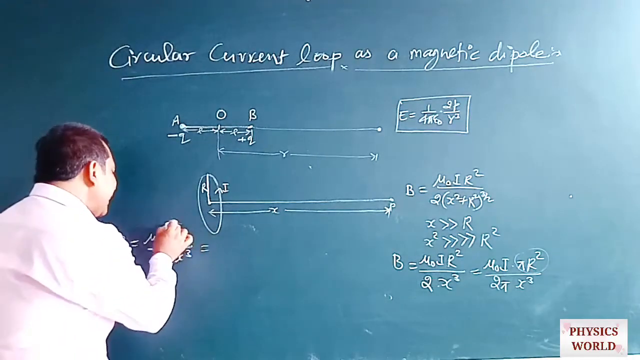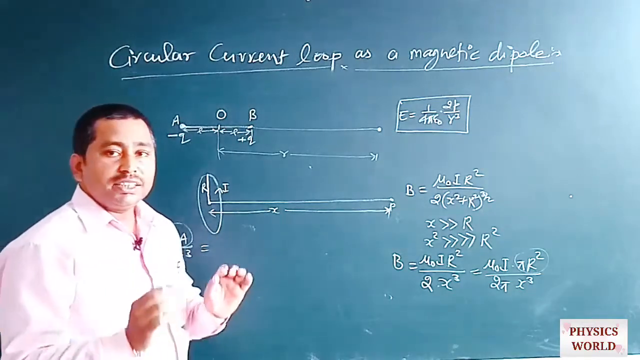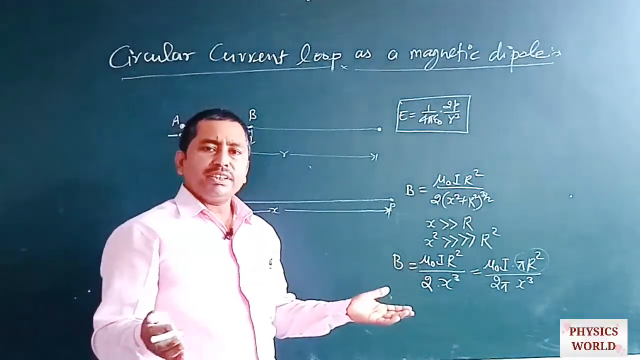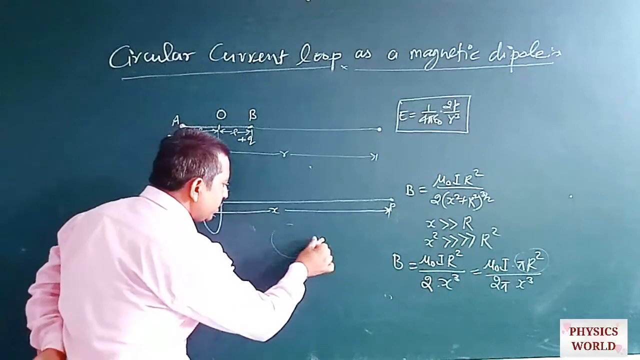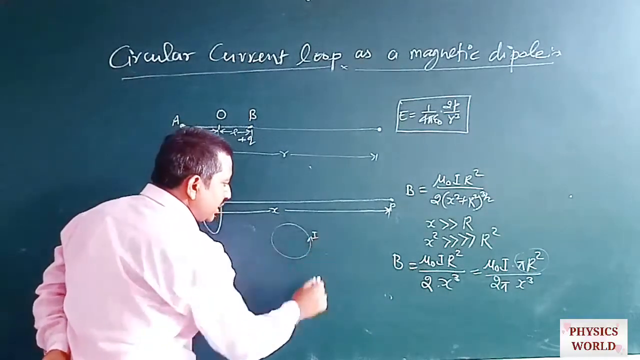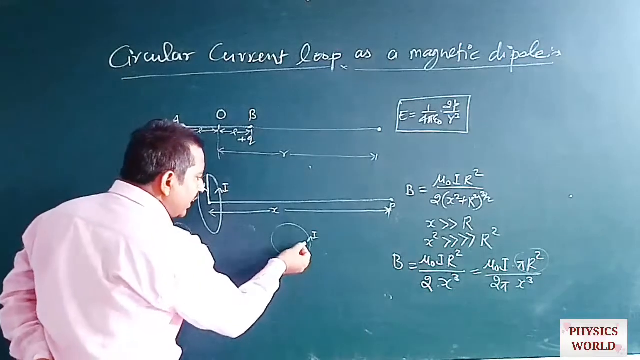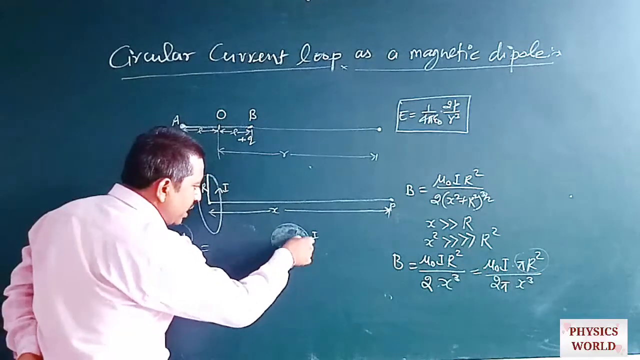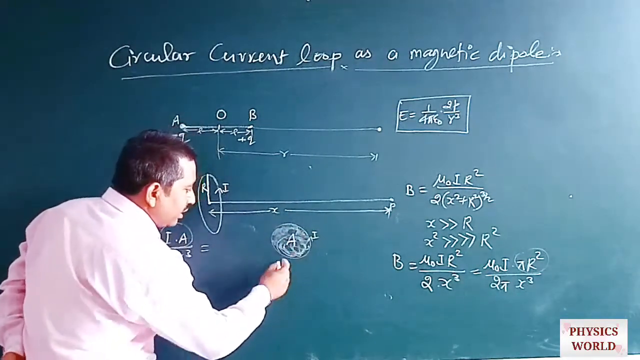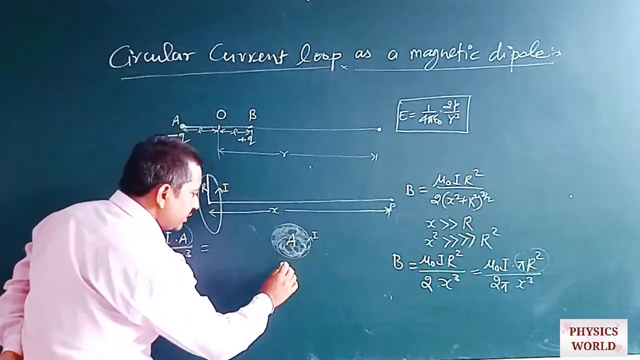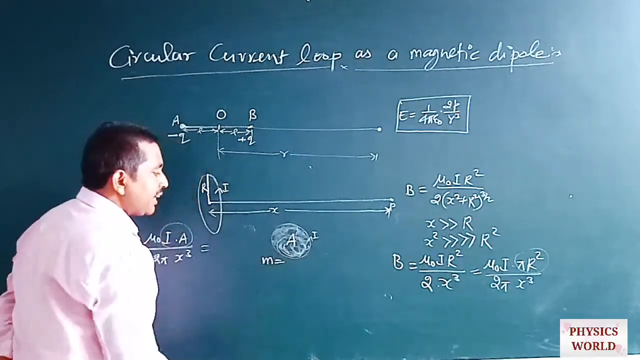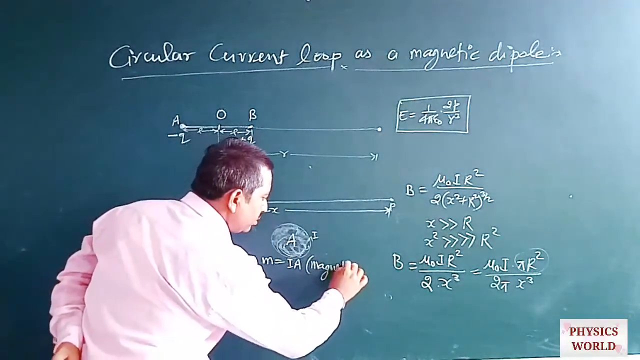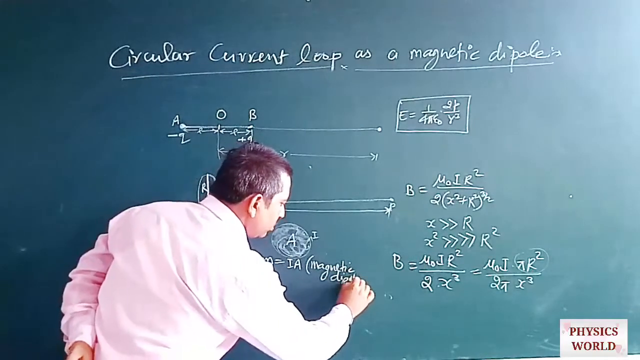Now this I into A can be defined as a new term that is known as magnetic dipole moment. Suppose that we have a circular current loop and the current flowing through the circular loop is I, and the area covered by this circular current loop is A, then the product of this area and the current can be defined as a new term that is known as magnetic dipole moment.